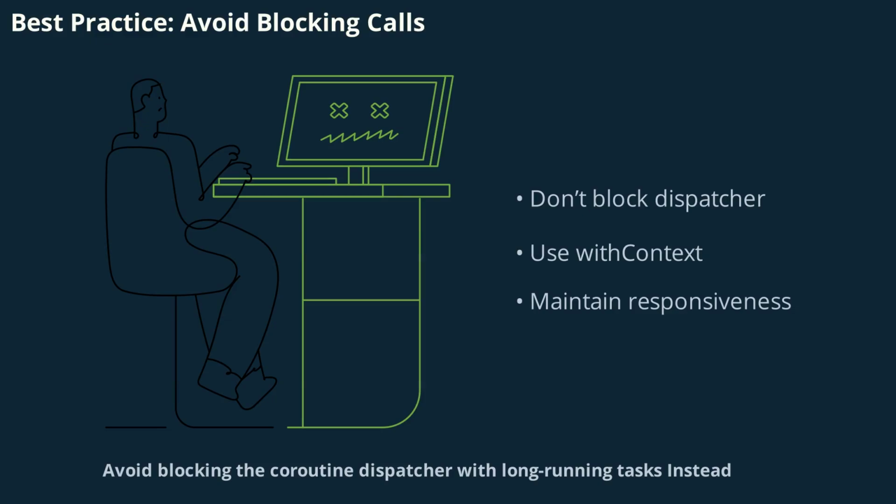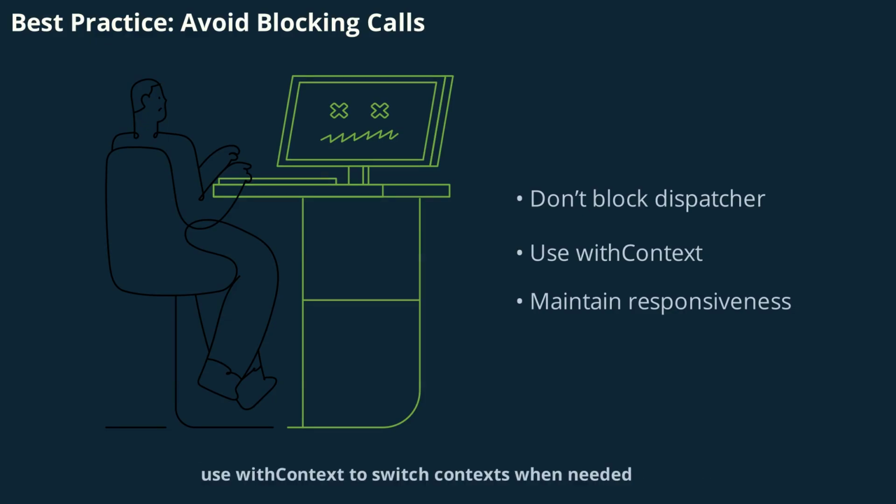Avoid blocking the coroutine dispatcher with long-running tasks. Instead, use withContext to switch contexts when needed. This keeps your application responsive and ensures that coroutines don't interfere with each other's performance.